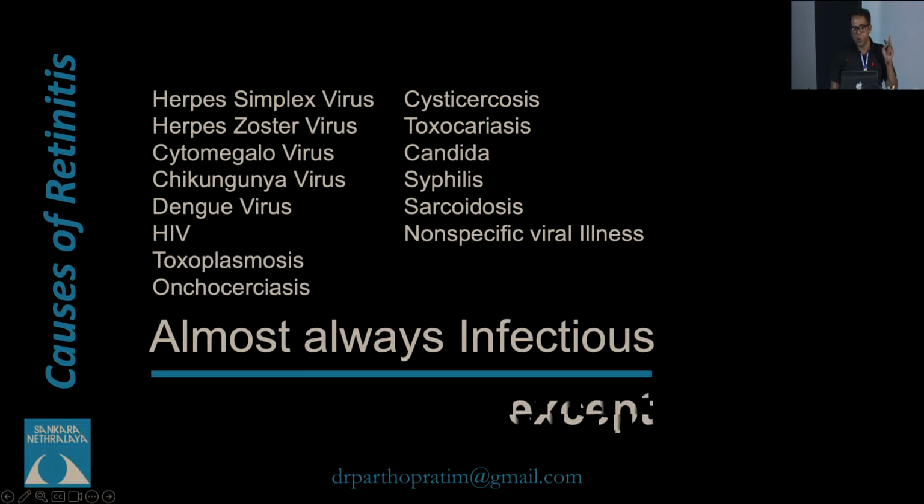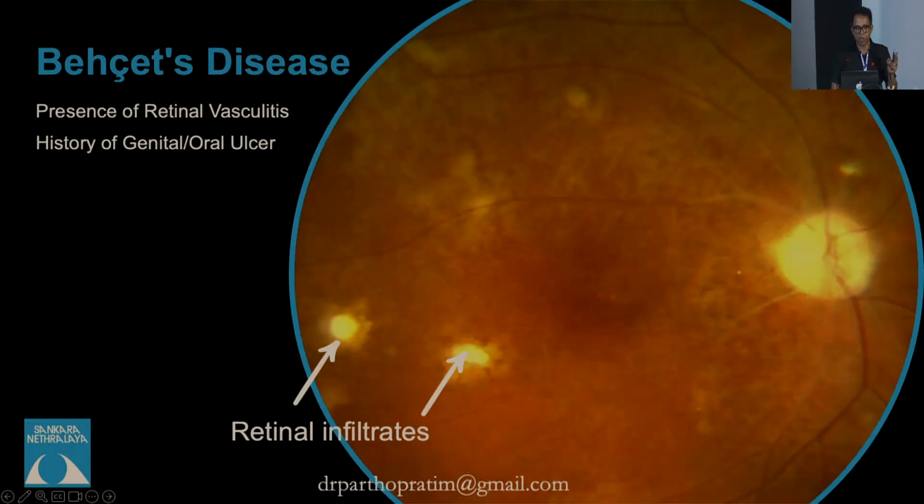So only two conditions you will remember where the retinitis can be there and it is not infectious. Number one is Behçet disease, where you can see this kind of retinal infiltrates. So in Behçet disease, what history do you have to take? You have to take the history of genital ulcer and oral ulcer if you see this kind of infiltrates.